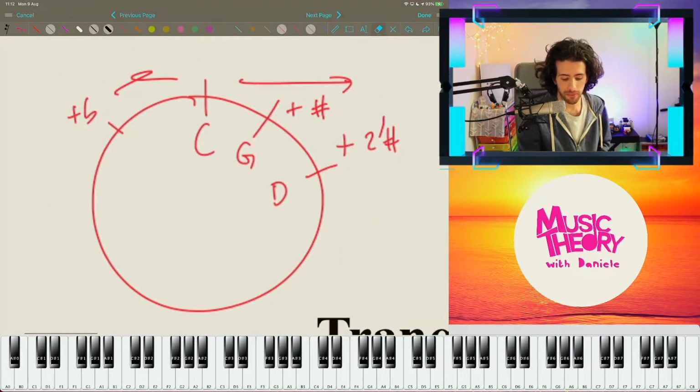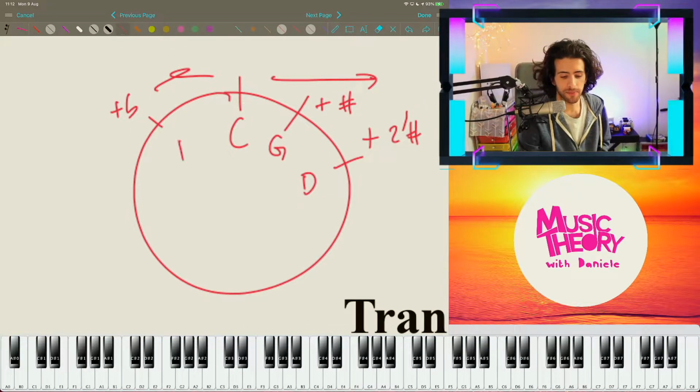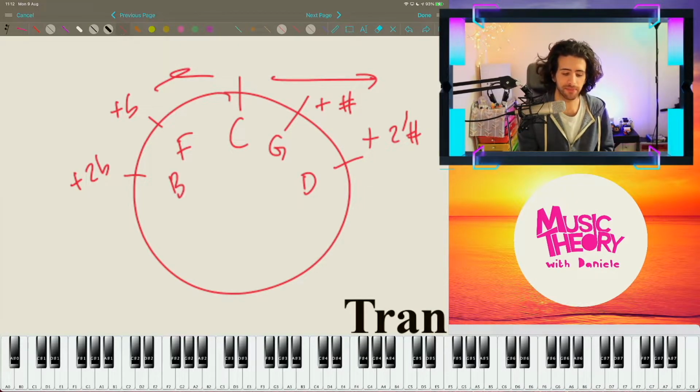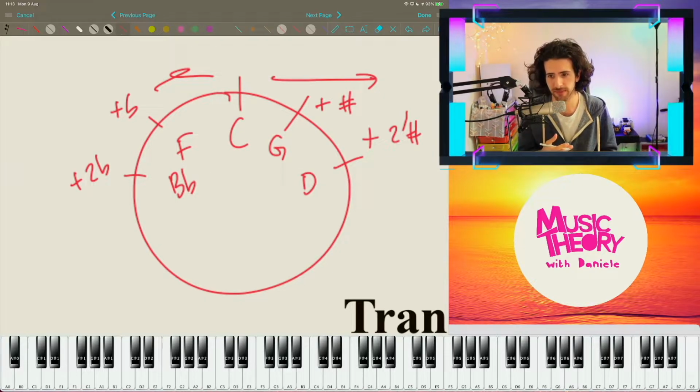But in this case, we've got a flat key, okay? So we actually move back by a fifth. We go C back to F. C back to F. 1, 2, 3, 4, 5. Okay, and when we move to the left, we add 1 flat. When we move 2 to the left, we add 2 flats, which is B flat. And so what we do there is keep the B flat and then add an E flat.